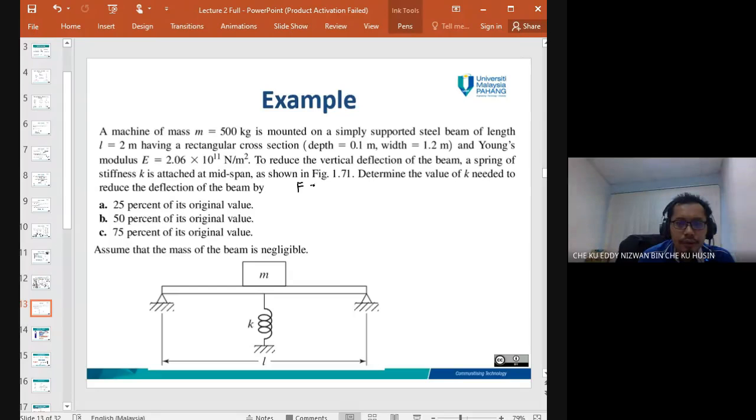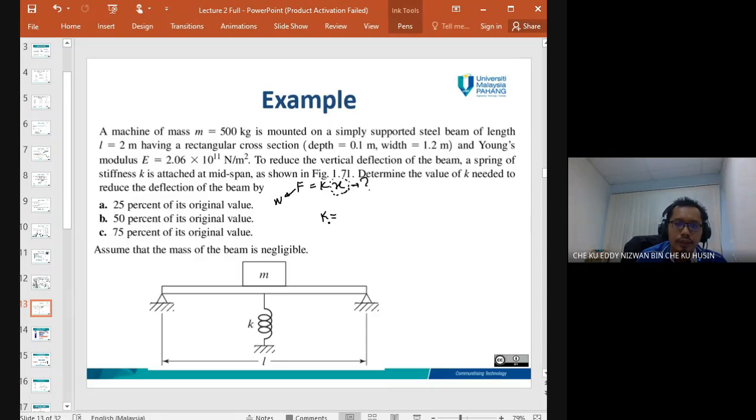So we know that F is equal to Kx. We want to find the x, which is what we are going to determine. And then F here is based on the weight of the machine. So this one is the weight. And then K we can calculate. So K is equal to, since this is simply supported, you can just refer to the equation.